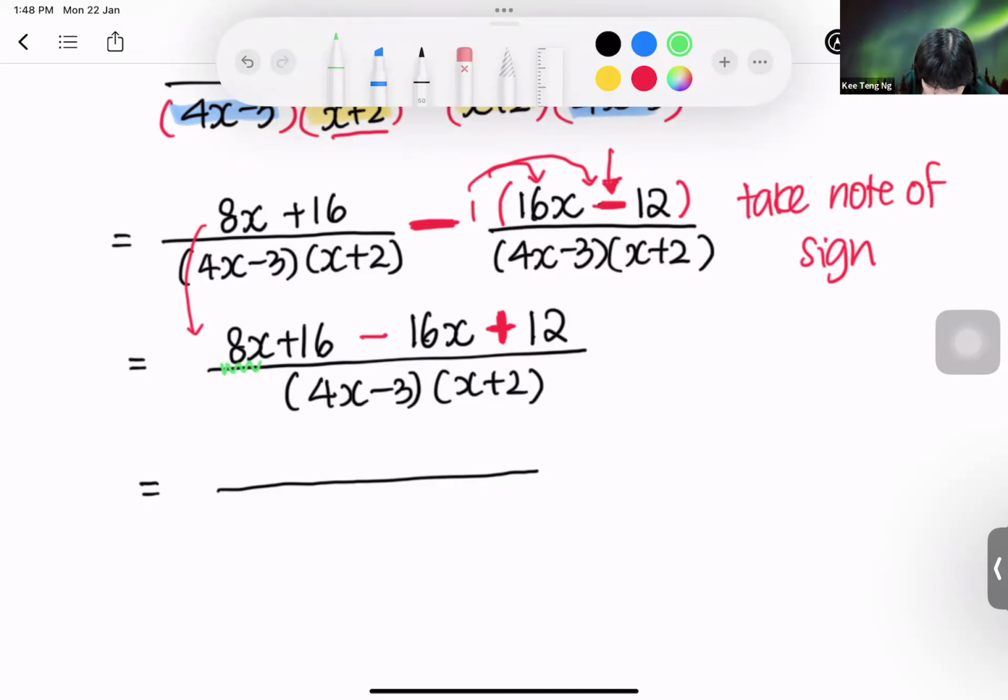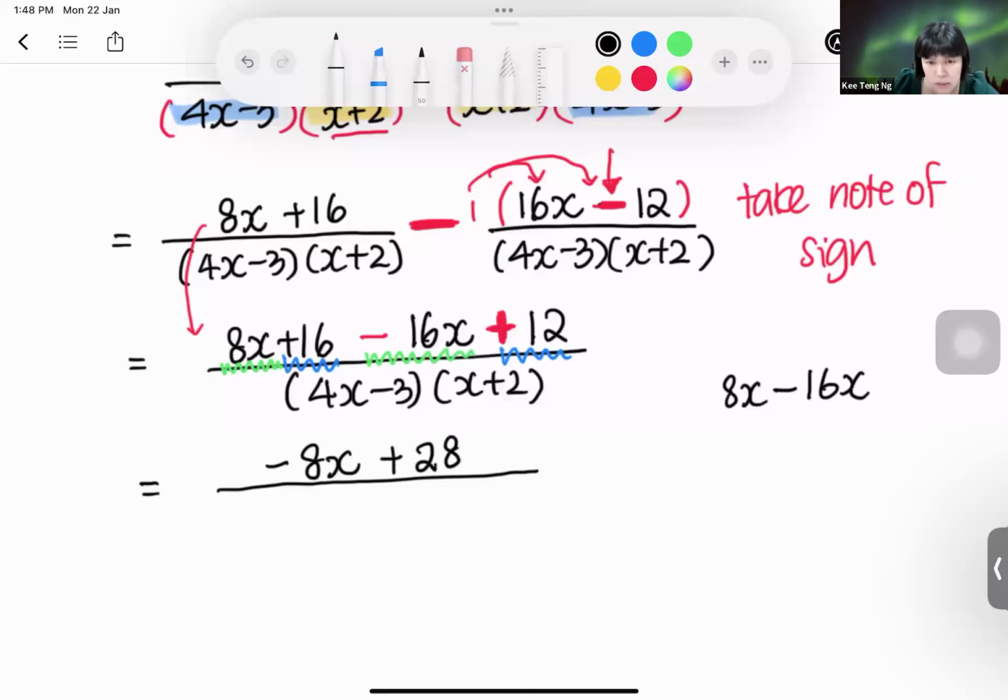So let's check those with the same units. 8x and negative 16x. 8x minus 16x. If you're not sure, use your calculator. This will be negative 8x. Then our numbers, plus 16 plus 12. 16 plus 12 will give you positive 28. Okay, so this will be the answer.